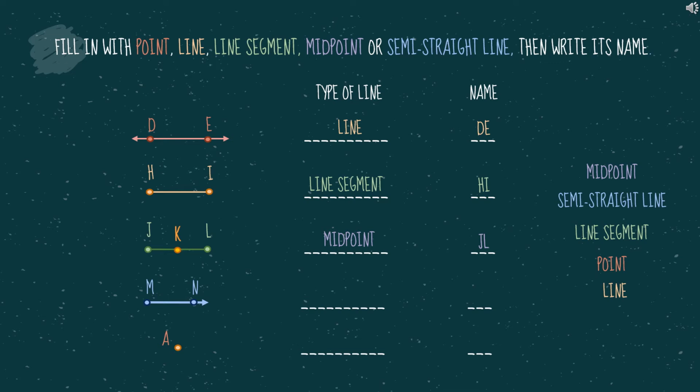And the name of the line is JL. We always talk about the furthest points on the line. So we use the letters on the end to name the line.